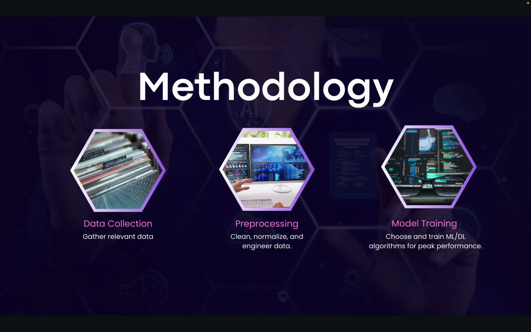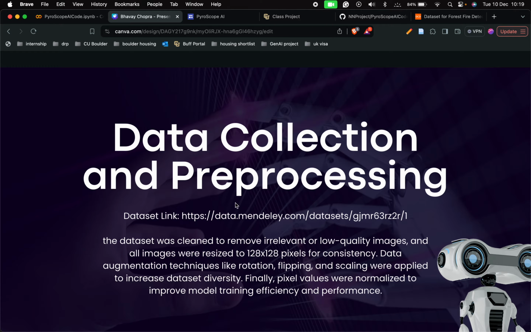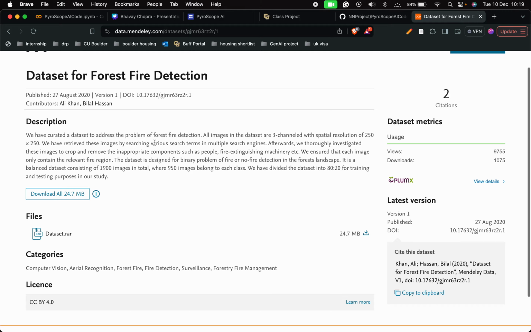So this is a basic flow of the project. As you can see, it starts with data collection, goes on to pre-processing and model training. Let's talk about the data collection. The data was taken from this particular website that I've shown over here.